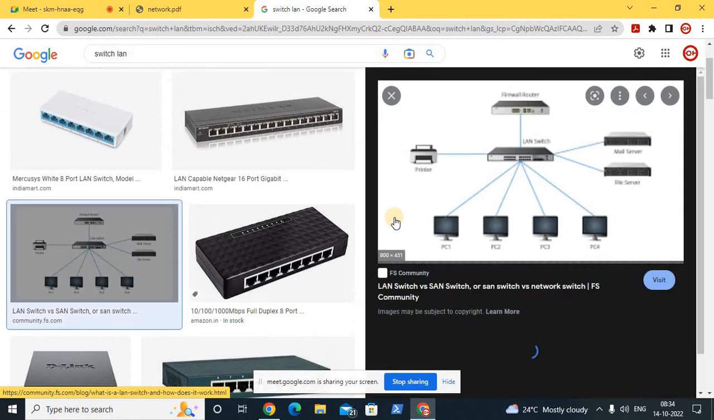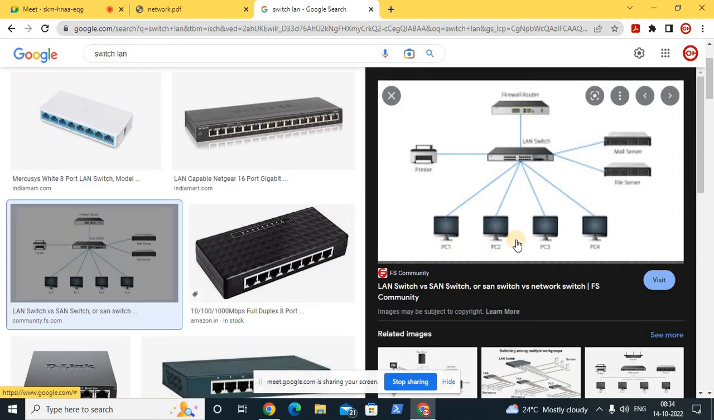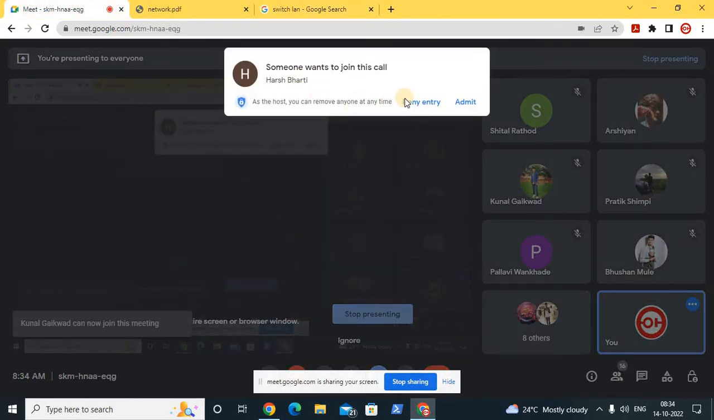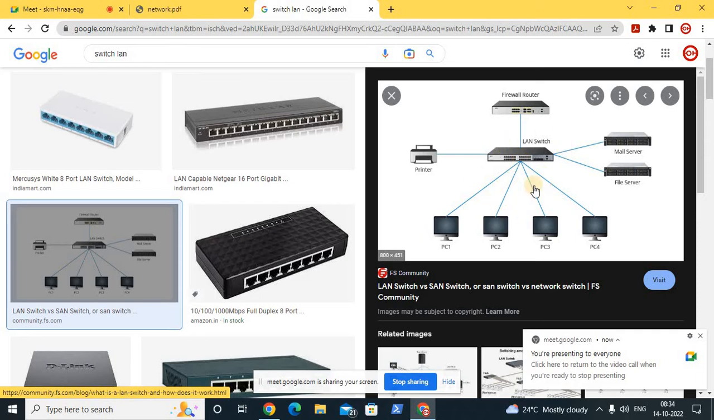See the diagram. PC1, PC2, PC3, PC4 are connected with the LAN switch, and that LAN switch is connected with the firewall. After that the LAN switch communicates with the mail server, file server, and printer. We'll discuss these later. These are the computing devices, make a note of that. All these are connected through the switch, so we can say this is a network.